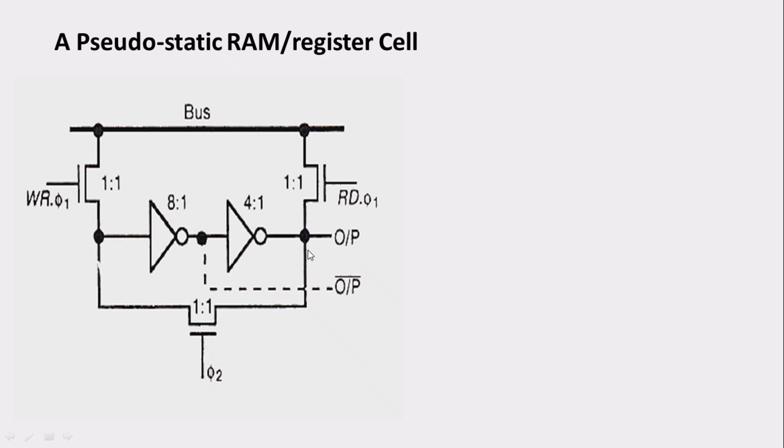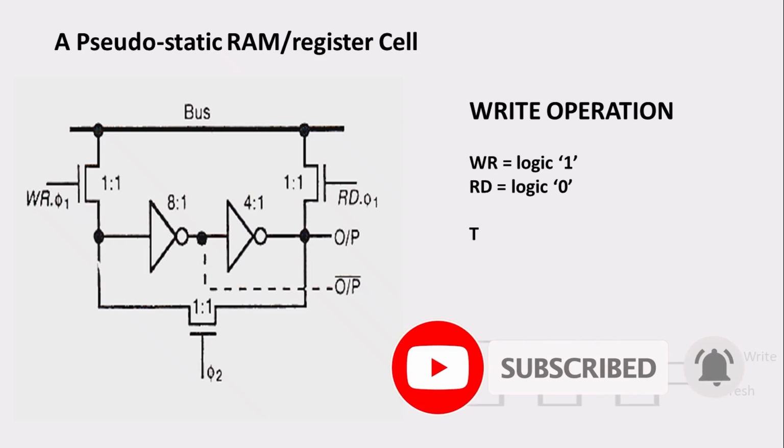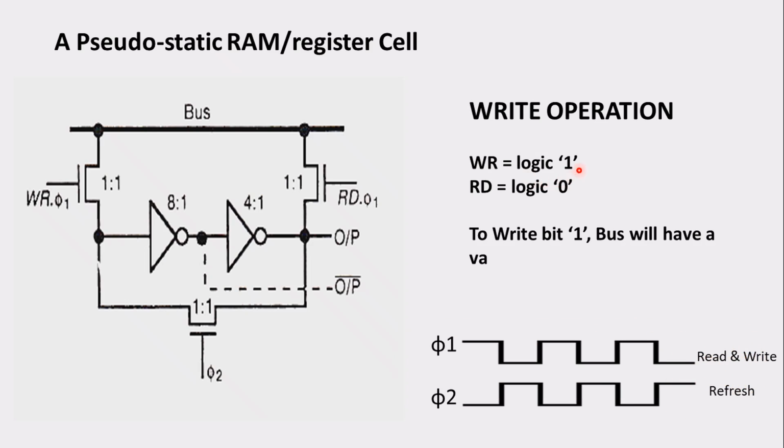Now let us look into the write operation. When I want to perform a write operation, I'll make sure that the write signal is logic 1, and the read signal is logic 0. To write bit 1, I'll make sure that the bus will have that particular value, logic 1 or logic 0, present in the bus. And then we have to make sure that these are two different clocks and they should not overlap, as we had said in system timing consideration.